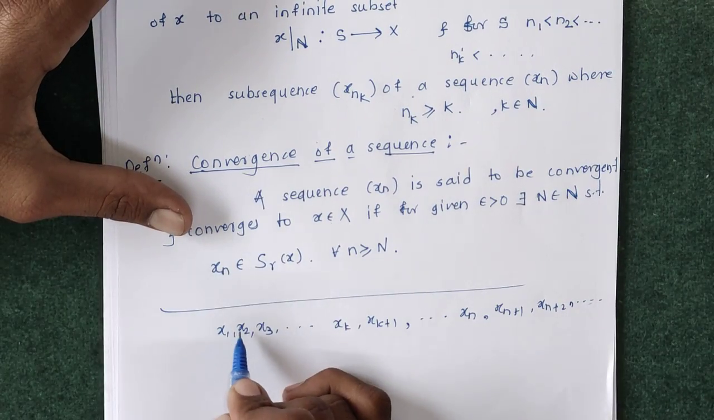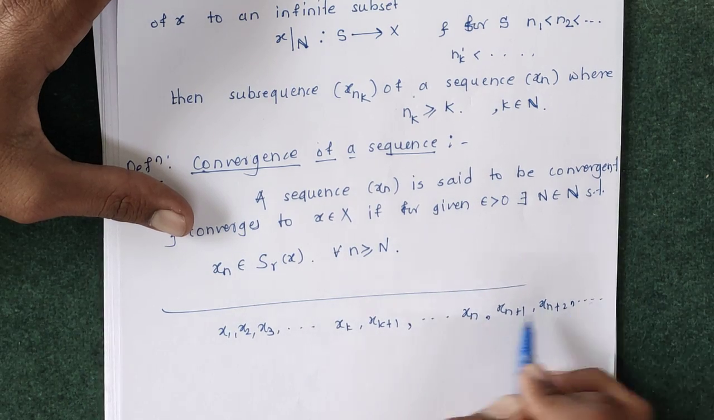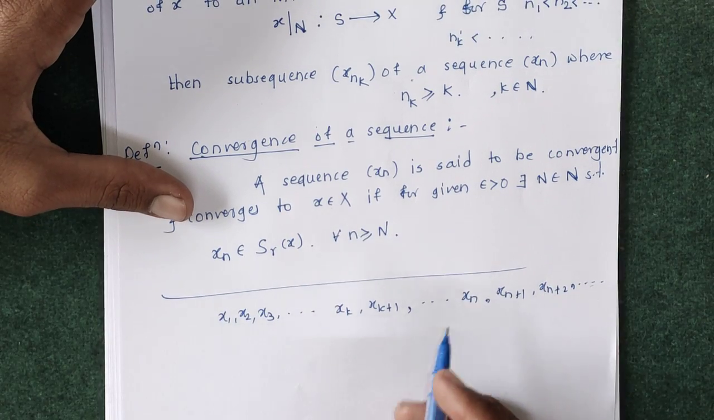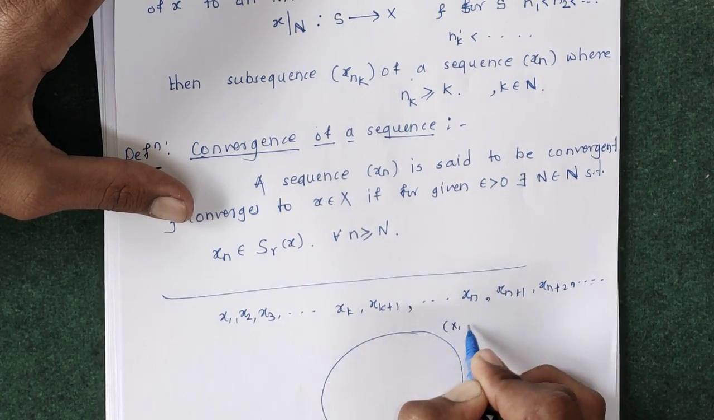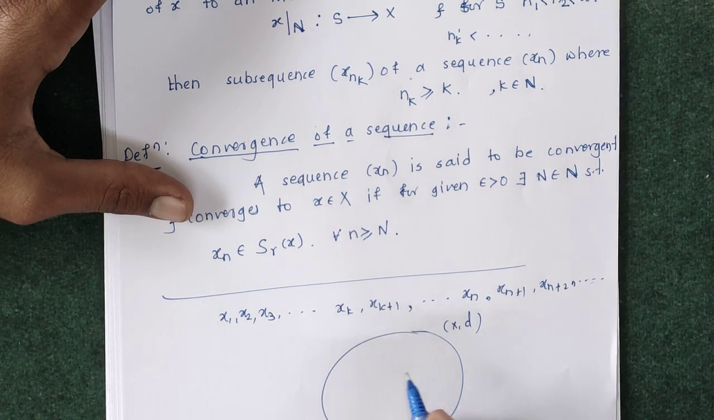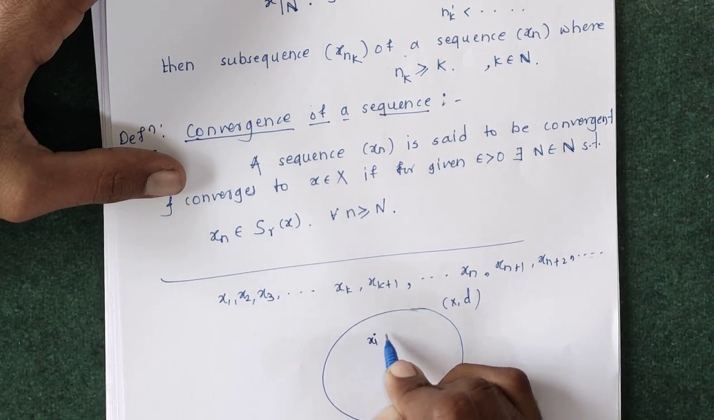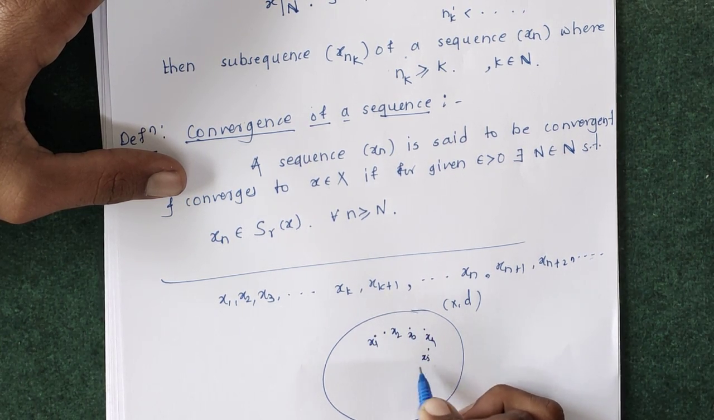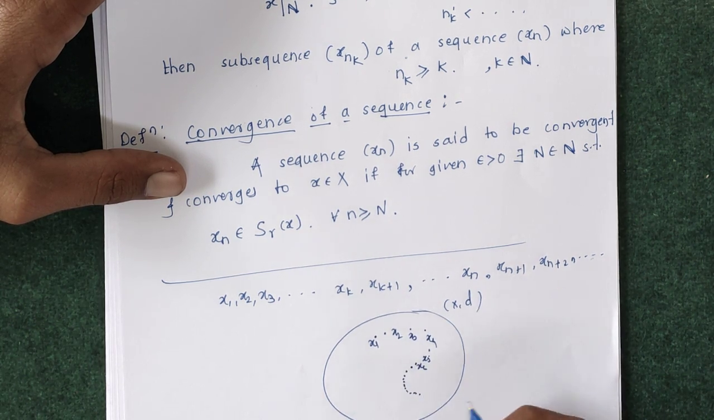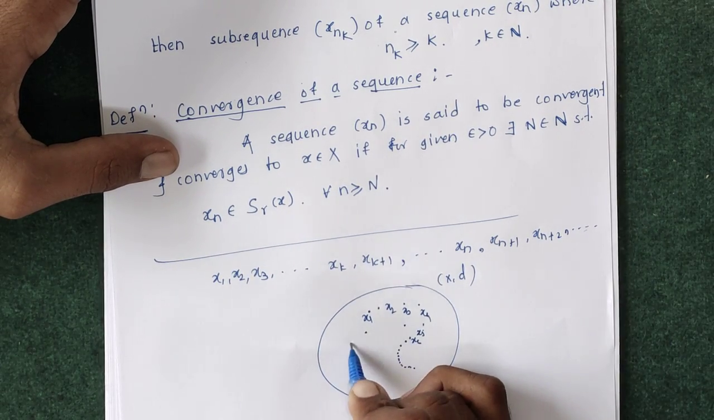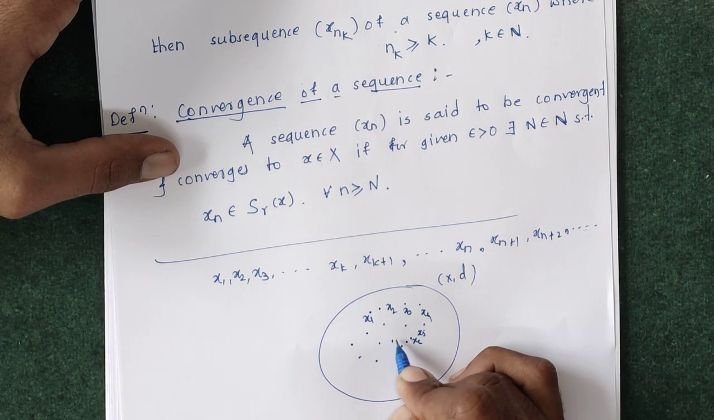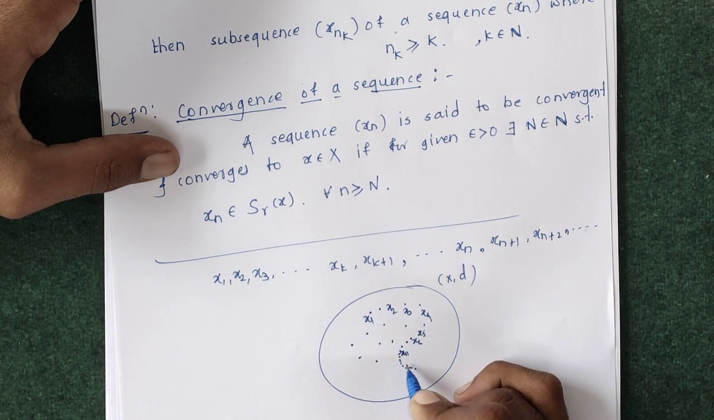Now, suppose x1, x2, x3 up to xn, xn plus 1, this set is infinite, this infinite set is the sequence. Then we say that, from the set of natural numbers to the metric space X, d, this is a function. Suppose this element is x1, this is x2, this is x3, this is x4, this is x5, this is x6, x7, x8, 9, 10, and these are the elements of the sequence. Suppose x5, x6, 7, 8, 9, 10, x11 and so on.